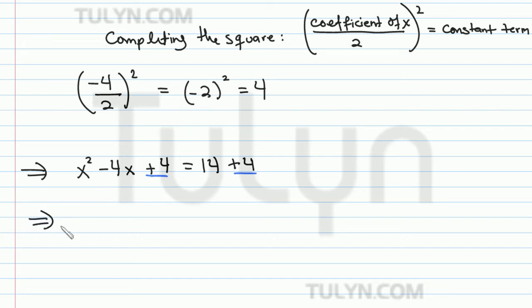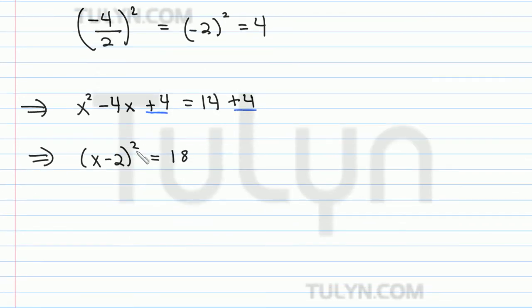Now on the left, since we completed the square, this should turn into the square of a binomial, right? So x squared minus 4x plus 4 actually turns into x minus 2 times x minus 2, which is x minus 2 squared, equals 18. And now we can start to solve for x.